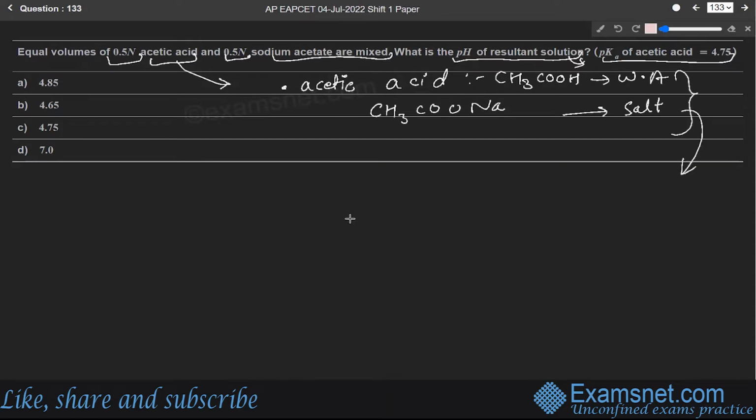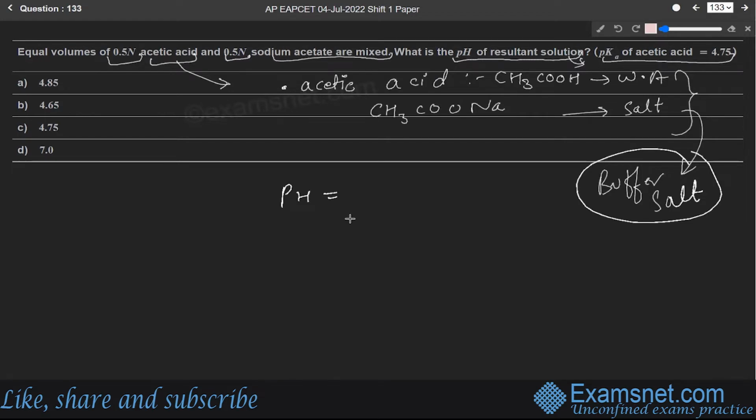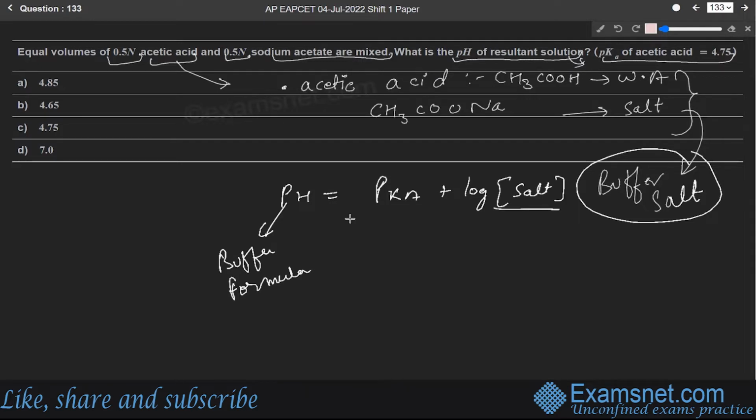Everybody knows this is a buffer solution. Any question of a buffer solution comes, a buffer salt, sorry. I've written buffer solution, buffer salt. Any question of buffer salt comes, this is a direct formula of pH. You can even name this the buffer formula. That is pH equals pKa value plus log of the concentration of salt divided by the concentration of acid.